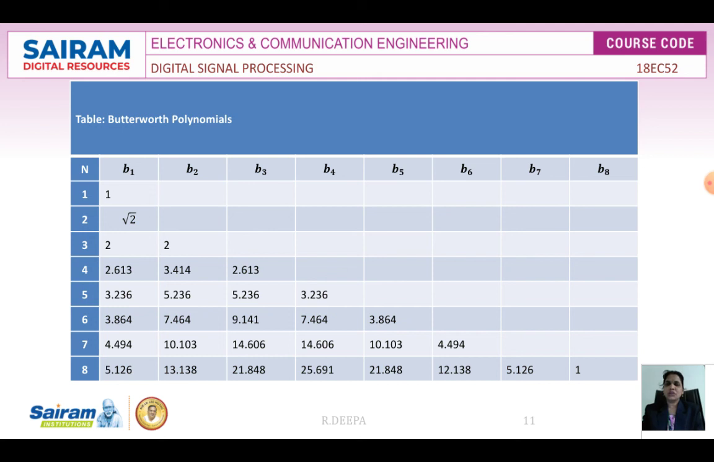So this is about how to design the analog Butterworth filter, and to calculate the order of the filter we also have some formulas. Based on this derivation and the formulas we have derived for the order of the filter, the cutoff frequency and the Butterworth polynomial, let us solve problems in the next video.